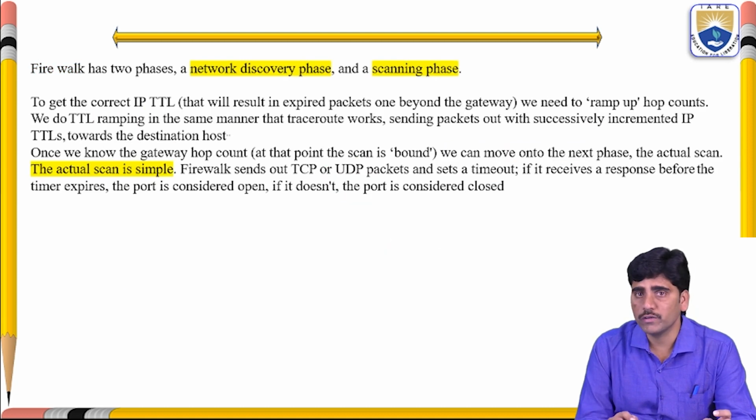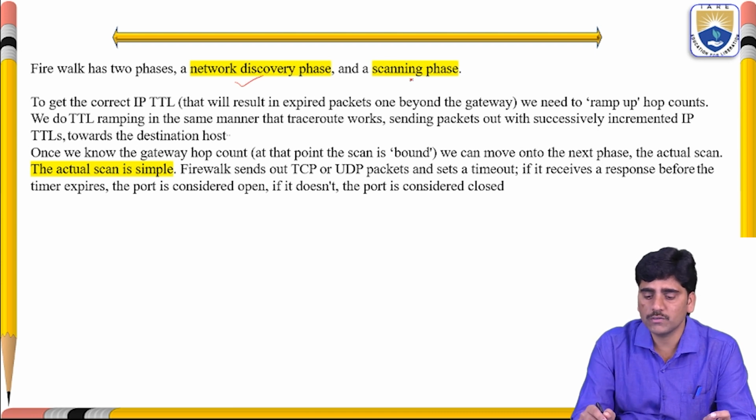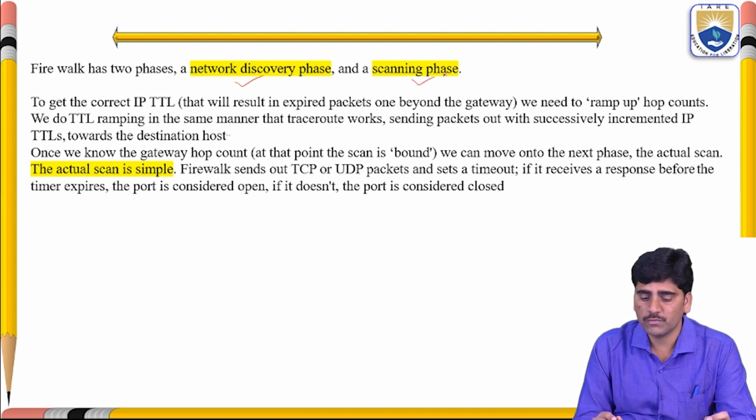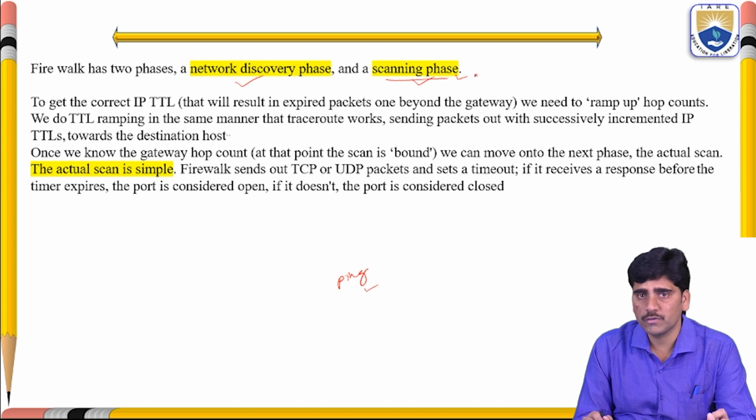Firewalking has two phases. The first phase is the network discovery phase, and the second one is the scanning phase. First of all, with the help of the ping command, it has to check whether the target is connected and alive or not. After that, the scanning phase begins. After finishing the network discovery phase, the scanning phase will happen.